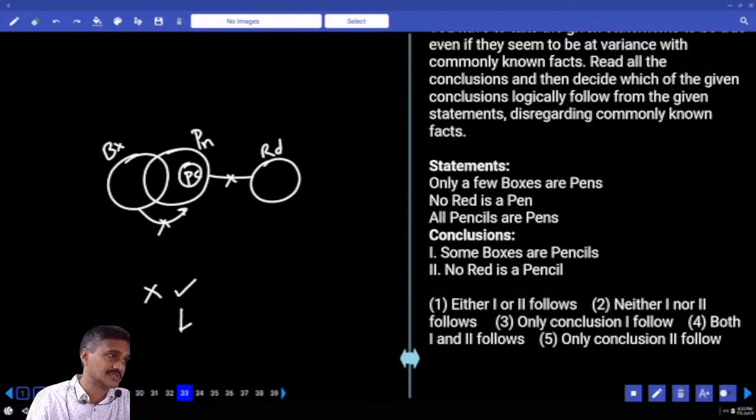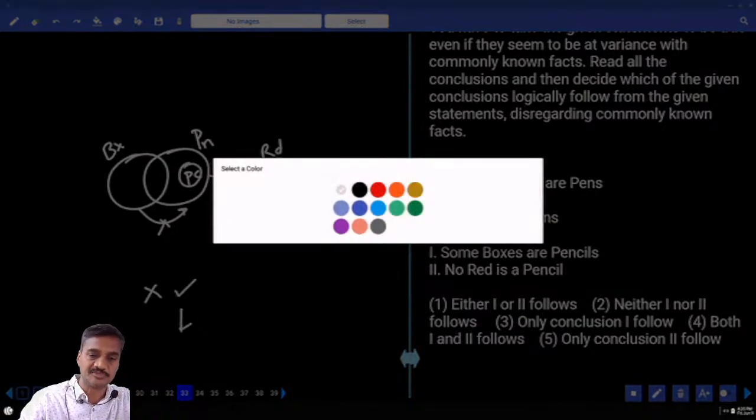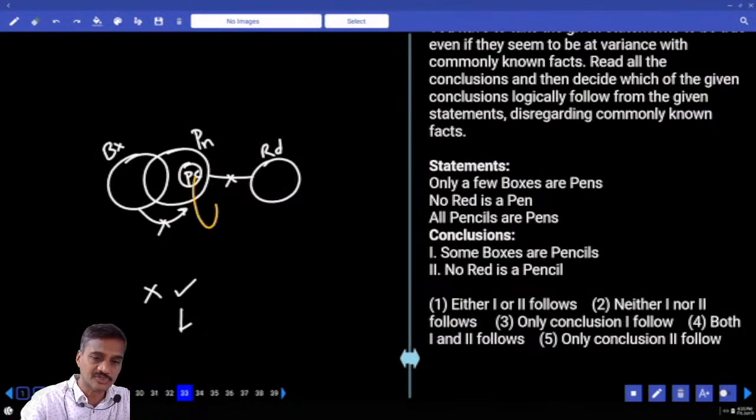Some red are pencils. Now, some red are pencils, is it possible to draw? Red and pencil should be intersected.